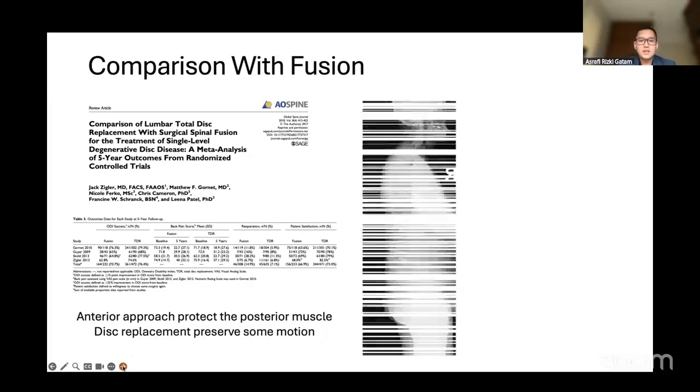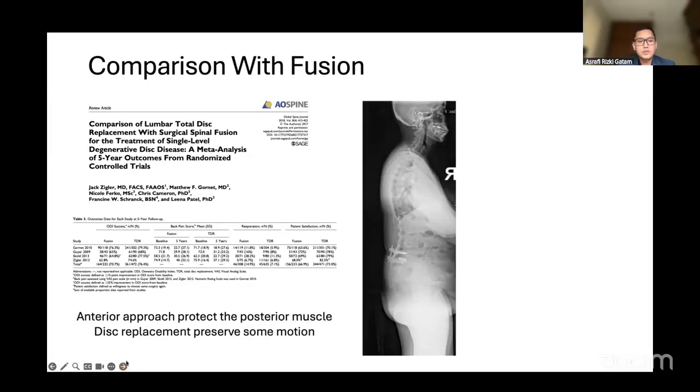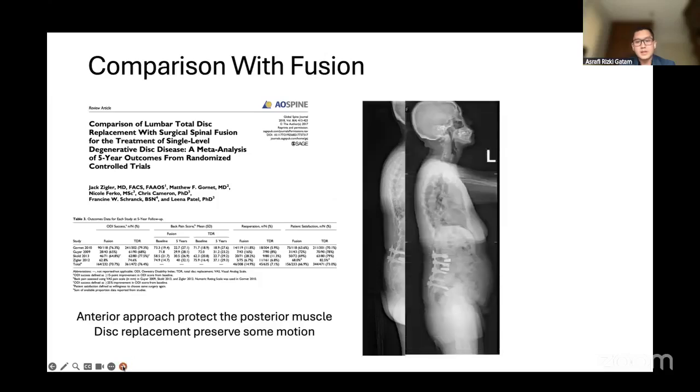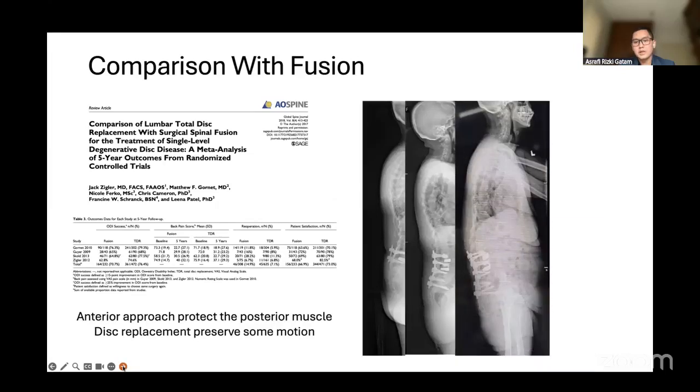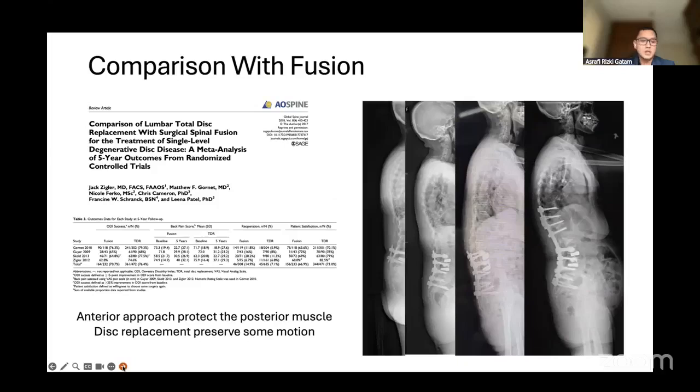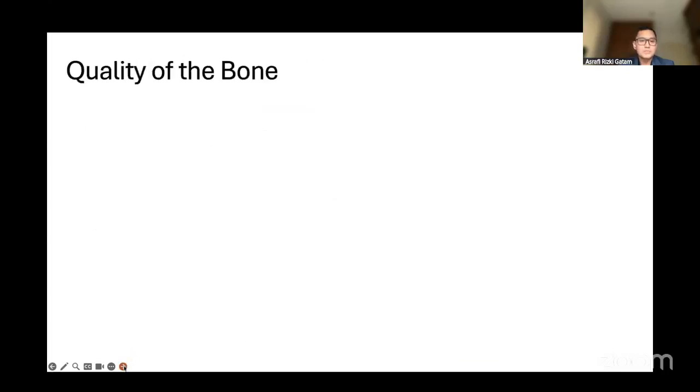This is just a reminder of what happens whenever we put in a fusion. This is my very own patient. From a single level spondylolisthesis, adjacent segment disease, and then extension of fusion above and below, and then another failure, another extension of fusion, and then another failure. So this is what happened with fusion. So we are going against the law of nature when we put patients on fusion.